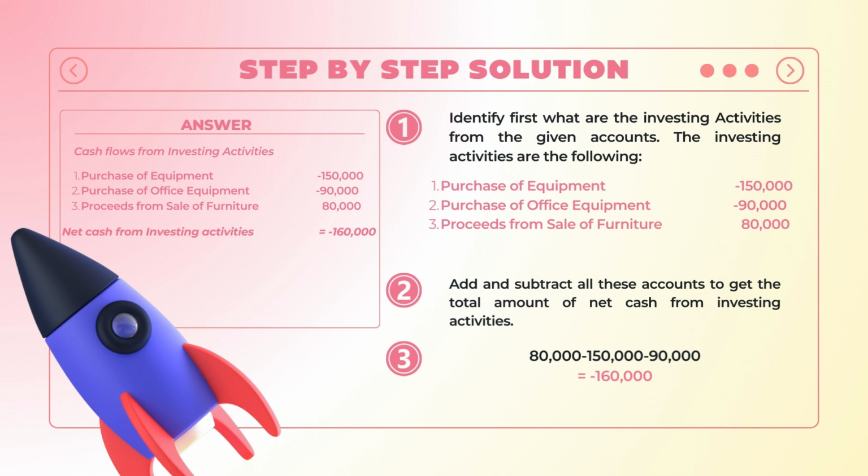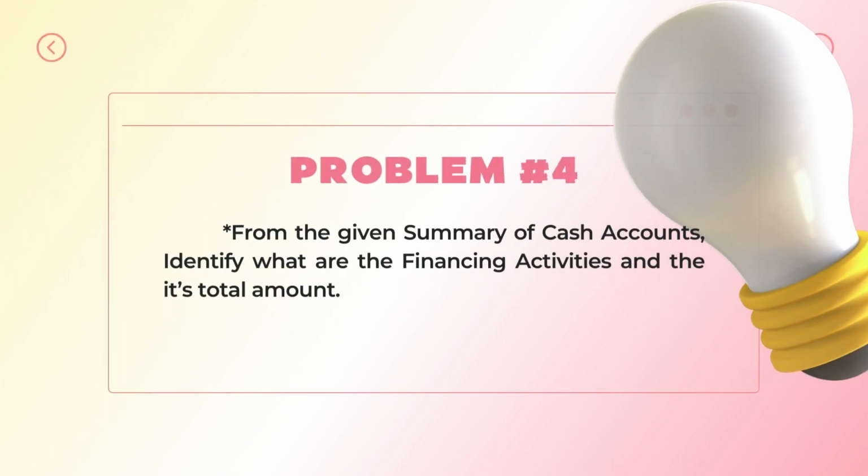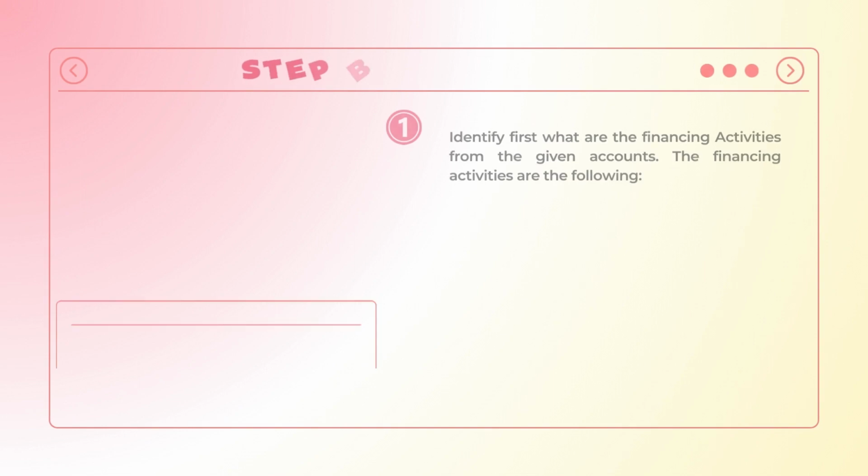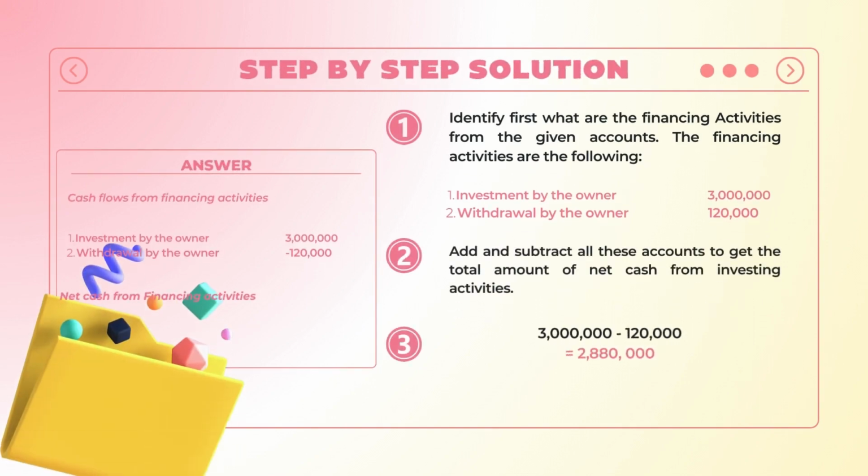So add and subtract all these accounts, and we will be getting the net cash from investing activities, which is a total of negative 160,000. For our fourth problem, we are asked to identify the financing activities from the summary of cash accounts and to get its total amount. For our first step, we are also asked to identify the financing activities from the given accounts. We have here the investment of the owner, 3 million pesos, and the withdrawal by the owner, which is amounting to 120,000. Add and subtract these two, and we will be getting the total amount of 2,880,000 pesos.